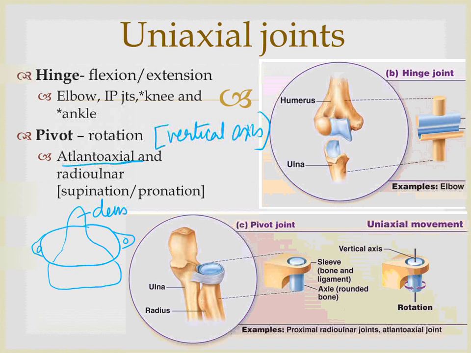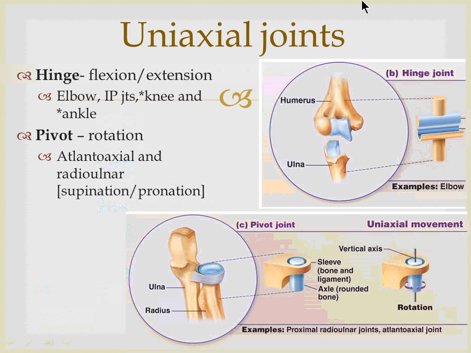When you do this movement of no, when you turn your head from one side to the other saying no, that's occurring at the atlantoaxial joint. You can see it's a rotatory movement like this, where the atlas is going around the axis. And the other example is the radio-ulnar joint.